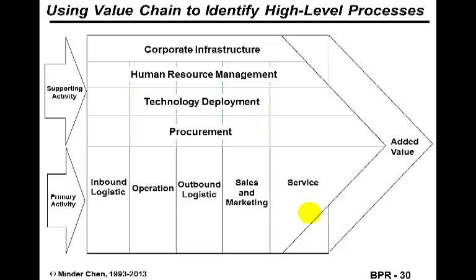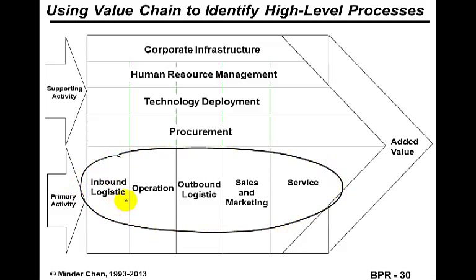To identify high-level business processes, we can use Michael Porter's value chain model, particularly the primary activities, which include inbound logistics, operations, outbound logistics, sales and marketing, and service. And for certain organizations, even the supporting activities can be a core business process. For instance, for a consulting firm, human resources may be a very important business process. And for an IT-intensive organization, technology deployment becomes an important business process to consider.